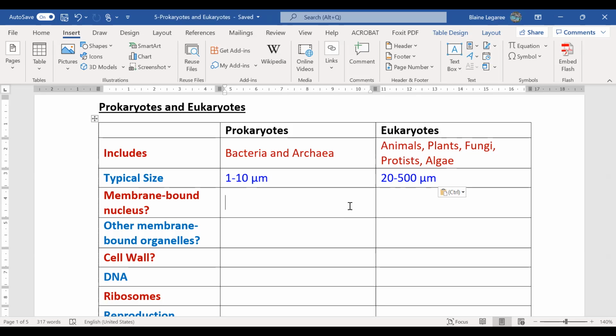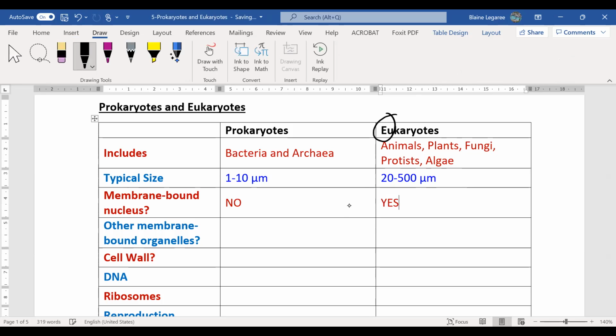The next couple of questions are just yes or no type questions. Membrane-bound nucleus: no for prokaryotes, and yes for eukaryotes, because remember, eu means true nucleus. So that is what to remember. Other membrane-bound organelles: for prokaryotes, no, and eukaryotes, yes. You might remember a lot of the organelles you talked about in high school. We've got mitochondria, endoplasmic reticulum, lysosomes. We could go on for a while, but we will actually in the next unit, so let's just stop there for now.